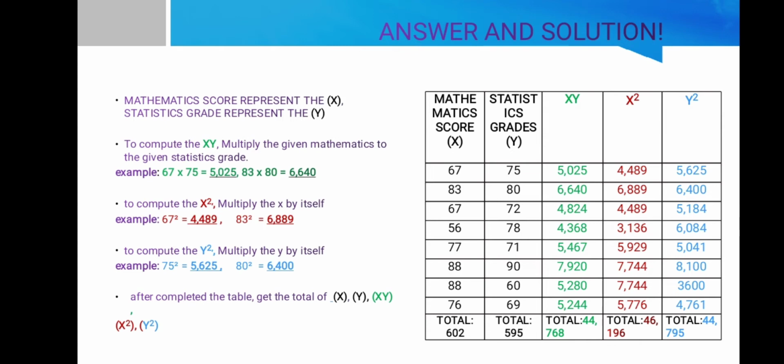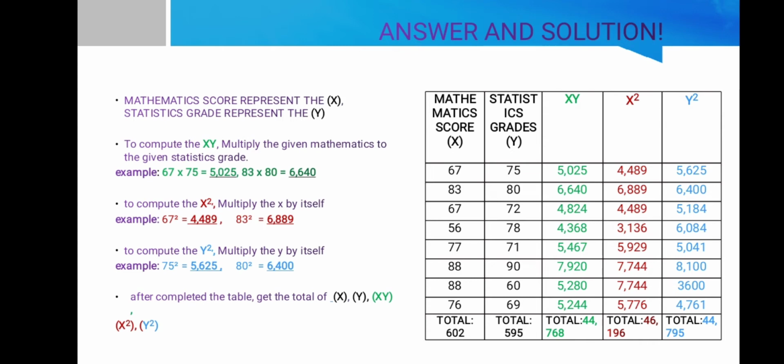To compute the X squared, multiply the X by itself. Example, 67 raised to 2 equals 4,489. 83 raised to 2 equals 6,889. To compute the Y squared, multiply the Y by itself. Example, 75 raised to 2 equals 5,625. 80 raised to 2 equals 6,400. After completing the table, get the total of X, Y, XY, X squared, and Y squared.